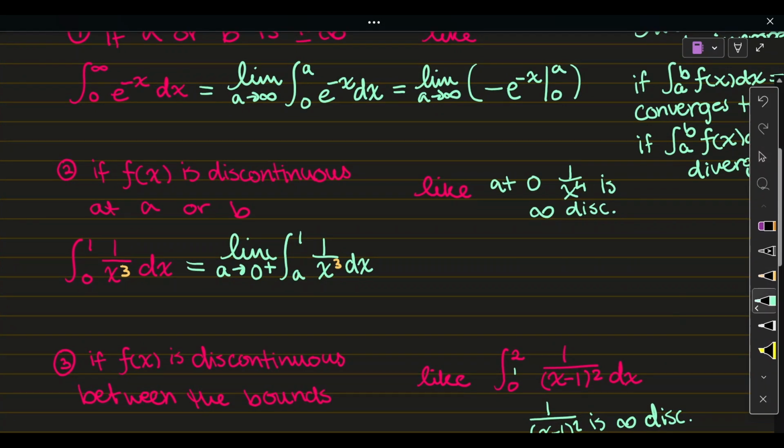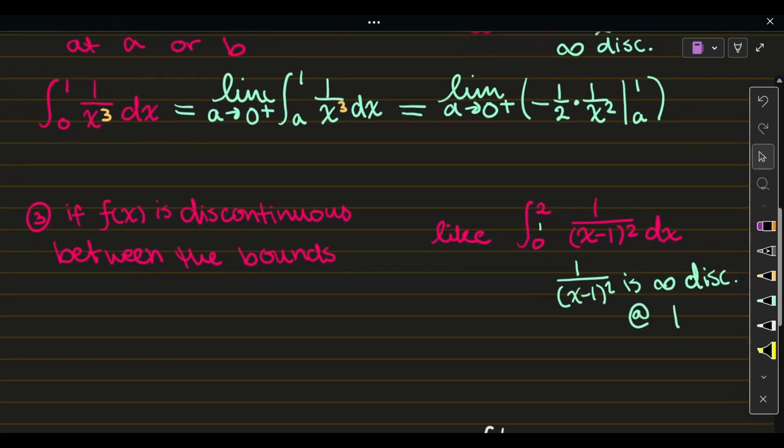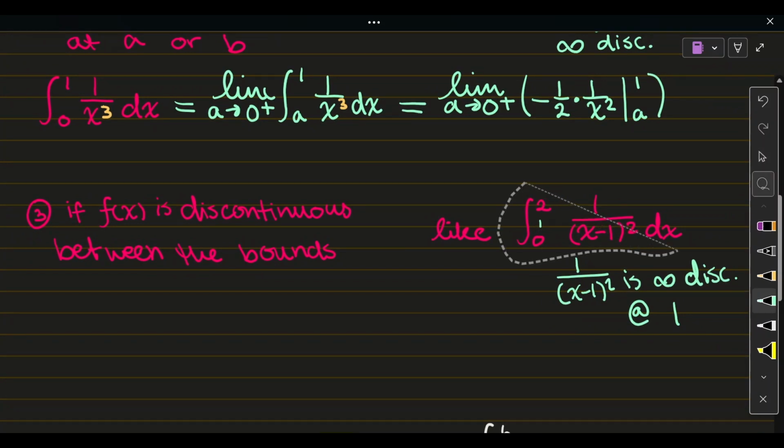And so, again, this is an integral that I can very easily evaluate. It would be the limit as a goes to 0 from the right of the integral of 1 over x cubed, which is negative 1/2 times 1 over x squared, evaluated from a to 1, and we take the limit of that as a goes to 0 from the right. And again, I leave it to the viewer to see if that converges or diverges. Okay?